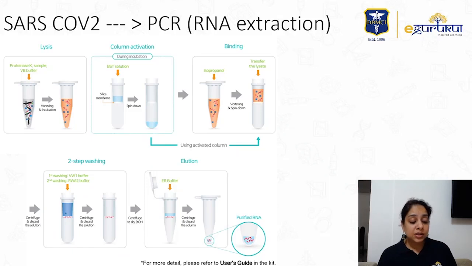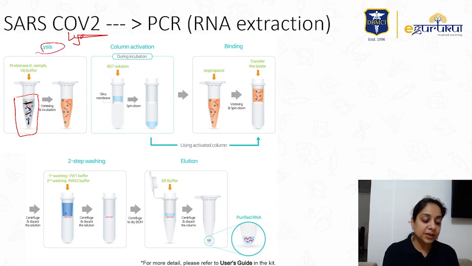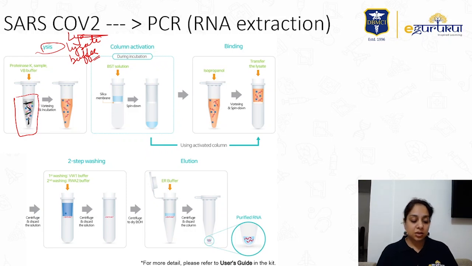Now this slide shows how the RNA extraction is done from the sample that was collected from the patient. In this mix, this is the sample from the nasopharyngeal swab, and lots of vortexing is done, and the incubation was done using a lysate buffer. That is making it the orangeish color.